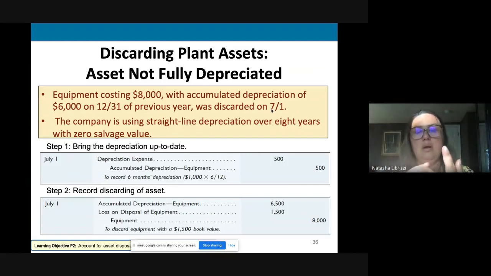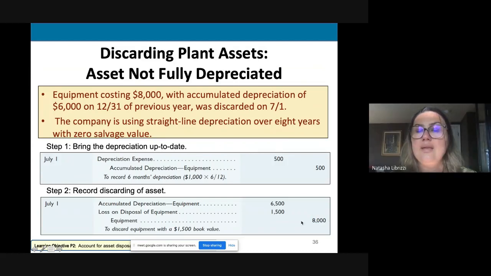January, February, March, April, May, June. So I have 6 months. I'm not going into July. So I have my 6 months, right? So 1,000 times 6 over 12, so only 500 depreciation expense. So 6,000 turned into 6,500 because of this entry. So now my cumulative depreciation decreased 6,500.